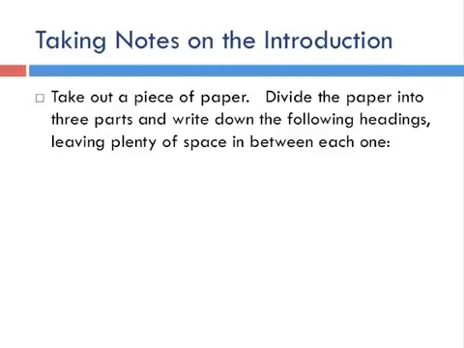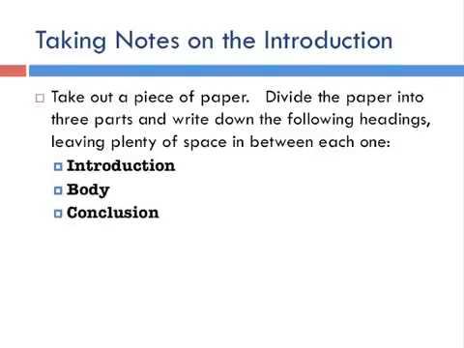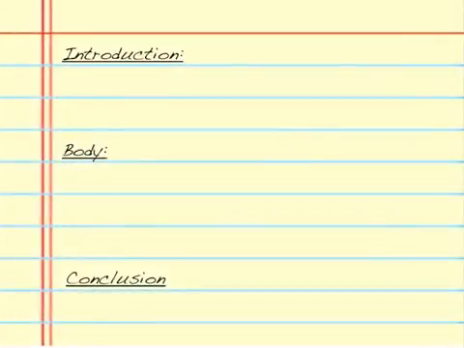So take out a piece of paper and divide the paper into 3 parts, and write down the following headings, leaving plenty of space in between each one. Now those headings are going to be the introduction, the body, and the conclusion. And it will kind of look like this on a piece of paper. This is similar to what we did in the previous video with the conversations, where we already kind of had some organizational style that would help us in focusing our attention.